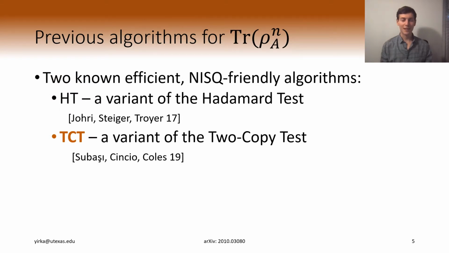There are previous algorithms for entanglement spectroscopy, computing trace rho to the n. Two known efficient NISQ-friendly algorithms that I'll focus on in this talk are first HT and TCT. I'll focus more on the second algorithm because it gives us the better results, but I'll begin by introducing HT as a means of introducing some interesting ideas.